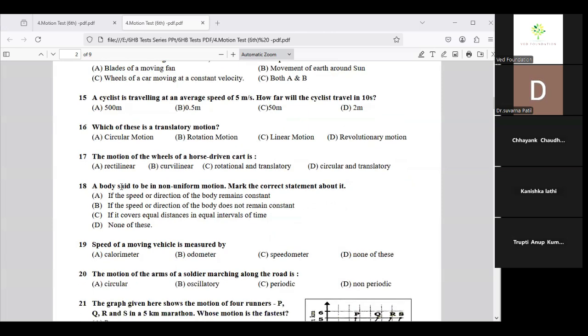18. A body is said to be in non-uniform motion. Mark the correct statement about it. A, if the speed or direction of the body remains constant. B, if the speed or direction of the body does not remain constant. C, if it covers equal distance in equal time interval. And D, none of these. Non-uniform motion means speed and direction change. So the correct answer is option B. If the speed or direction of a body does not remain constant, then the motion is non-uniform motion. Option B is correct.